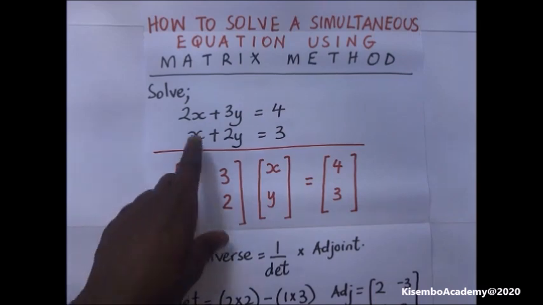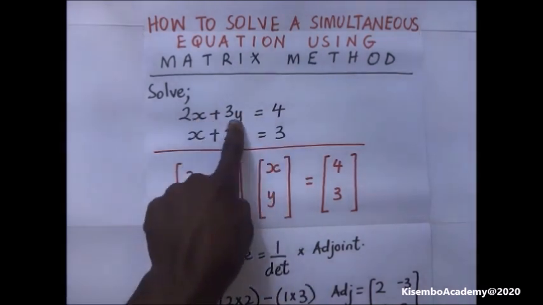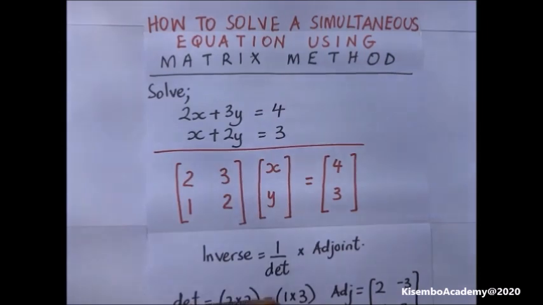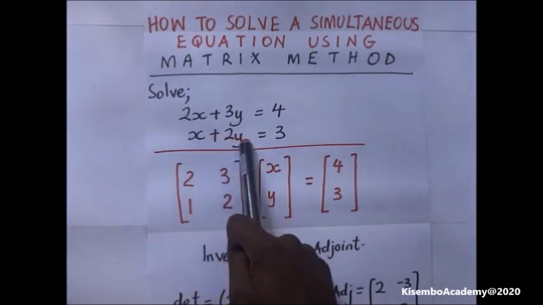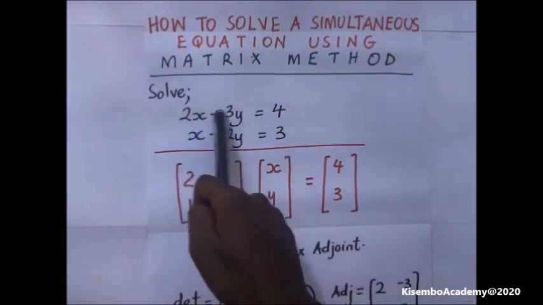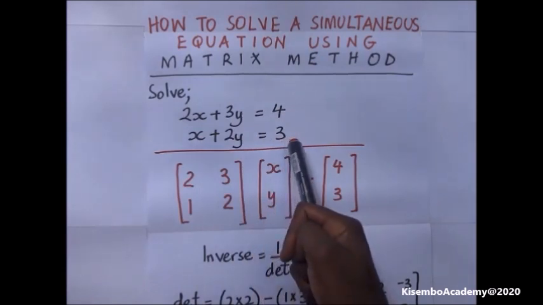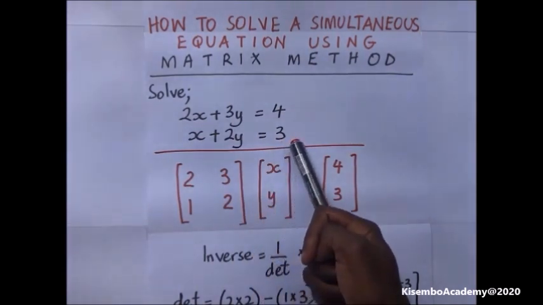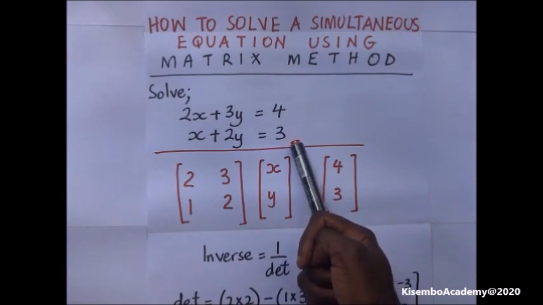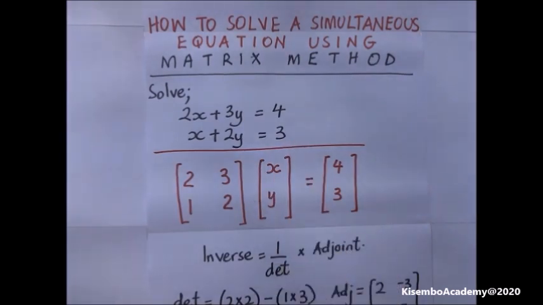We have these two simultaneous equations, 2x plus 3y is equal to 4, and x plus 2y is equal to 3. These are two simultaneous equations that require to be solved using the matrix method. So to begin with, we first need to extract the matrix we are going to deal with.